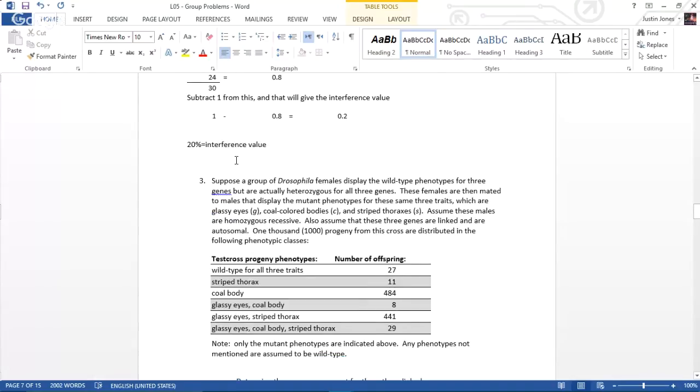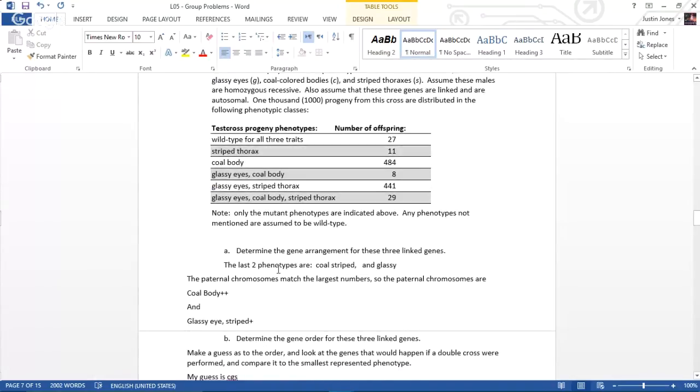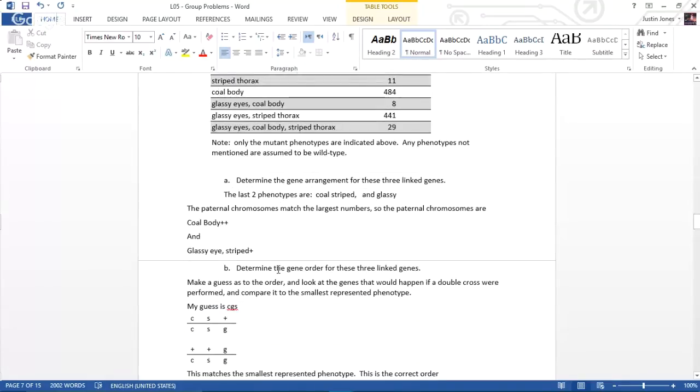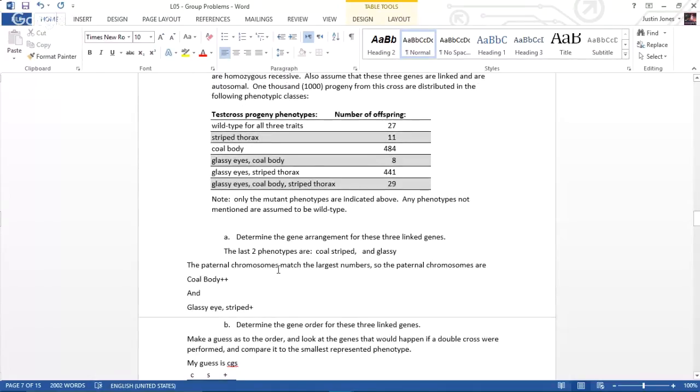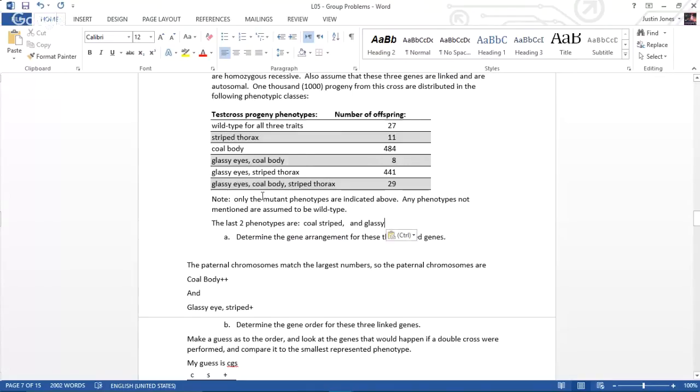Number 3, same type of stuff all over again. Determine the gene arrangement. Last two phenotypes are called stripe and glassy. Okay, so that note was just for me. I'm actually going to move that up here because if I remember working on this, I got confused because there's only 6 phenotypes shown, which means 2 of them are at 0. And so that was just my note that coal, striped, and glassy are not listed on here.